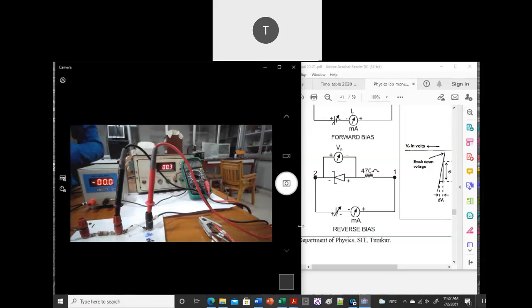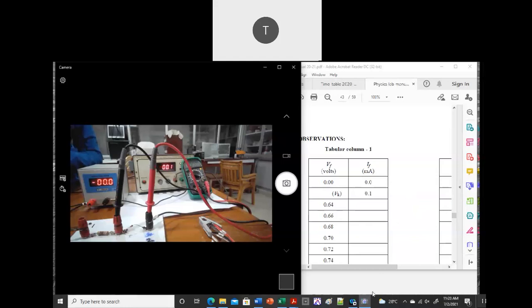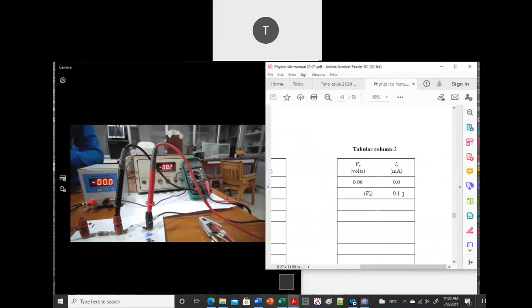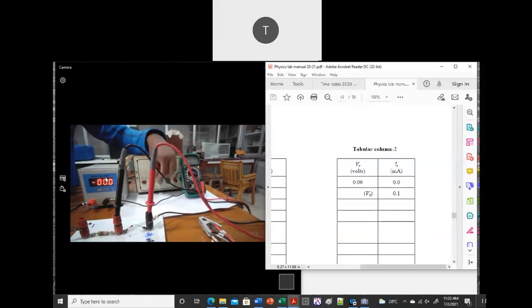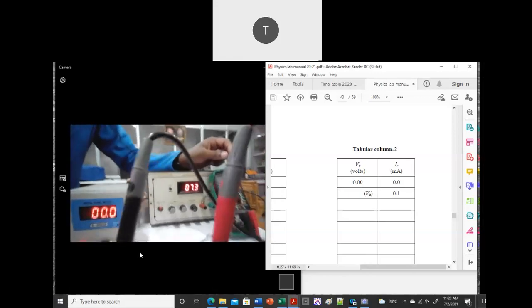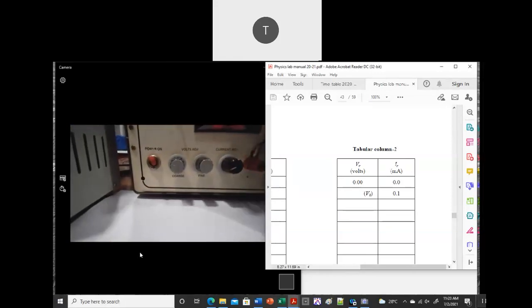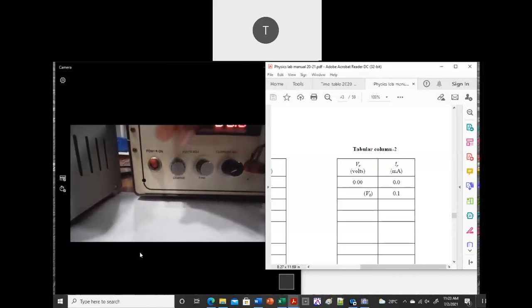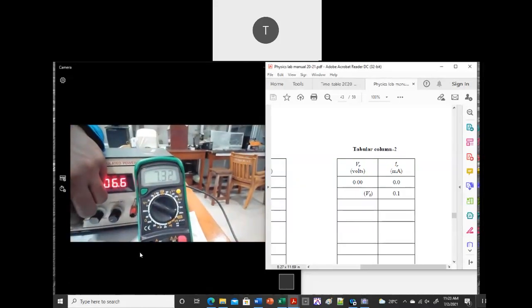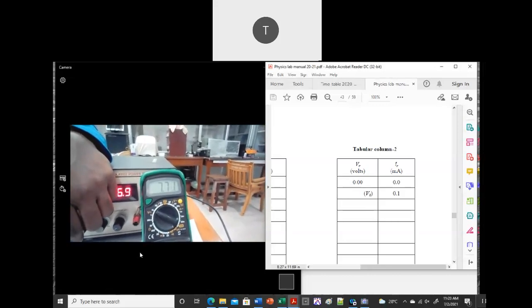You will again get the 0.1 on your current. The first step is you have to always set this to 0.1. As we are working on reverse bias, you will get it at very high voltage. So I will set close to 8 volts using your coarse button. As you know already, there are two buttons, one is the coarse button, the other is the fine button. So you set your voltage close to 8 using the coarse button.